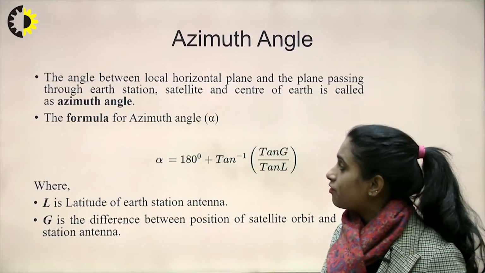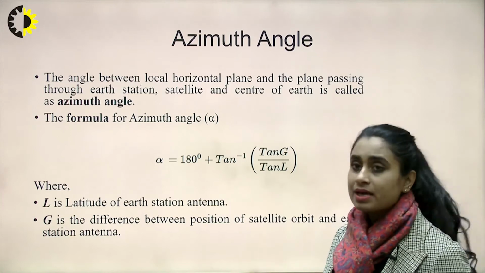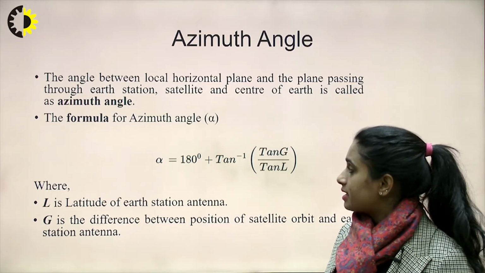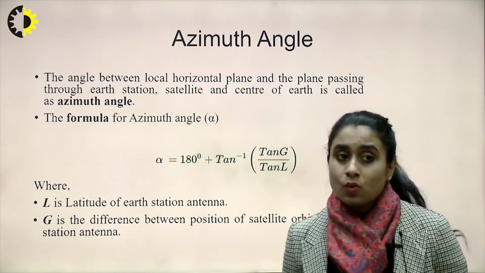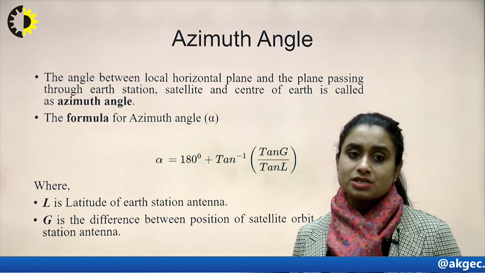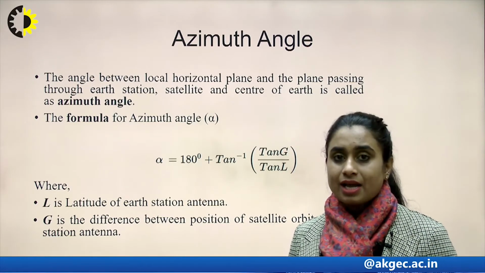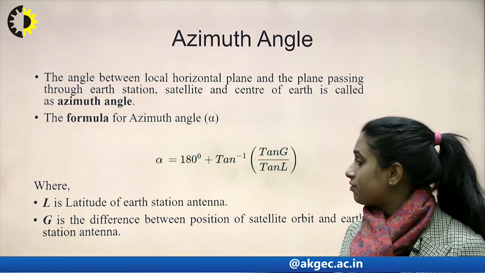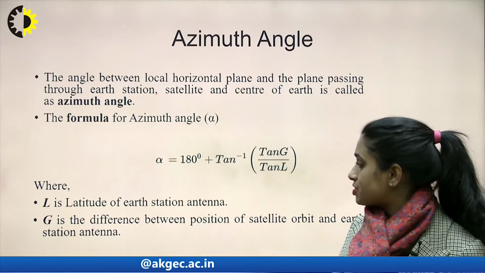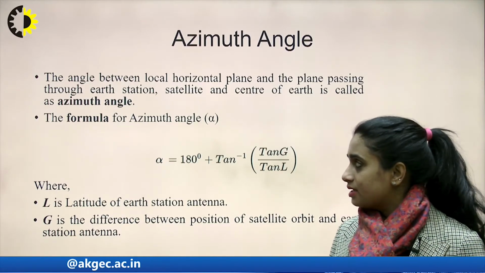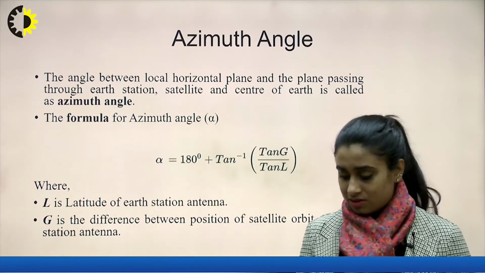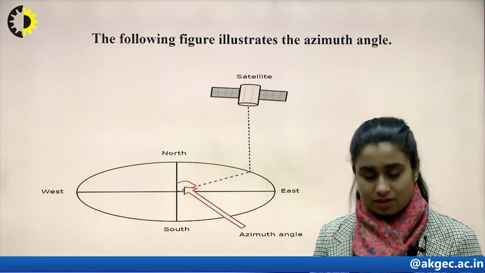A formula for calculation of the azimuth angle can be expressed as alpha, where alpha equals 180 degrees plus tan inverse of (tan G by tan L), where L is the latitude of the earth station antenna and G is the difference between the position of the satellite orbit and the earth station antenna. So tan inverse of this ratio gives the azimuth angle mathematically using this formula. This is important. This picture we have already seen.